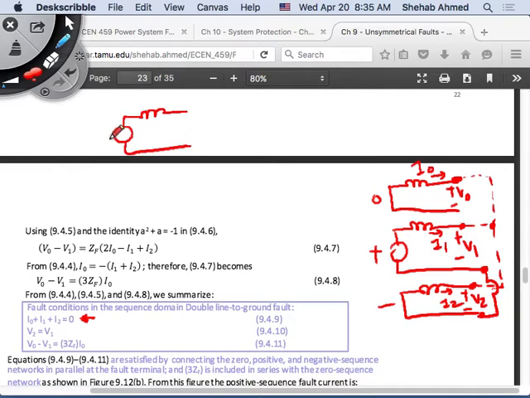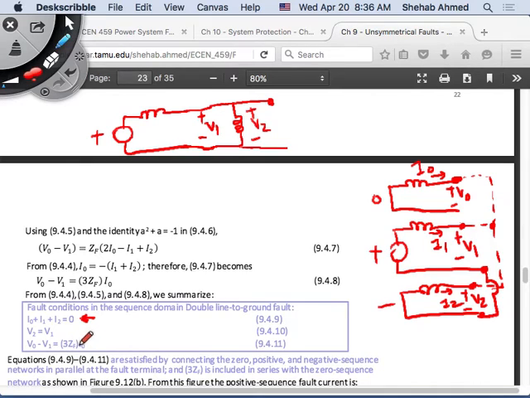Let me redraw so that it's easier to visualize. Okay, so this is my positive sequence circuit. I know that my positive sequence voltage V1 and my negative sequence voltage V2 are equal. So I can draw the positive sequence and negative sequence circuits in parallel. So how about I do this, for example? This will be V2. So the positive sequence voltage and negative sequence voltage are equal.